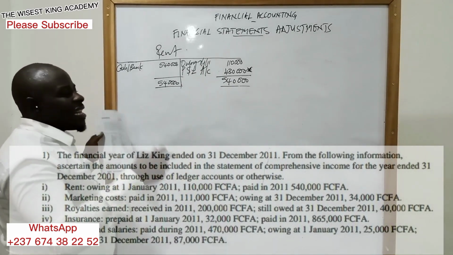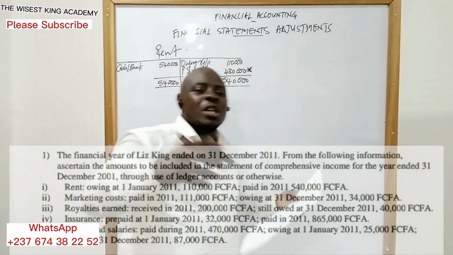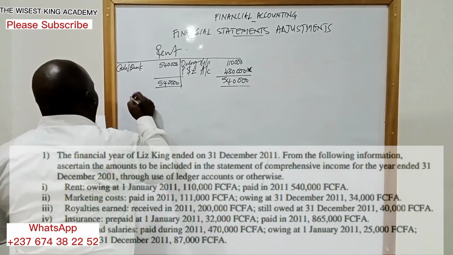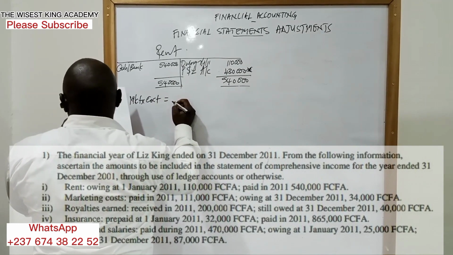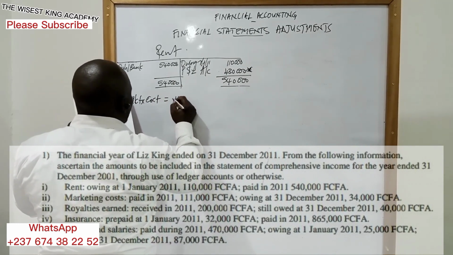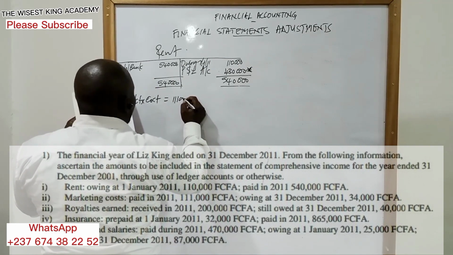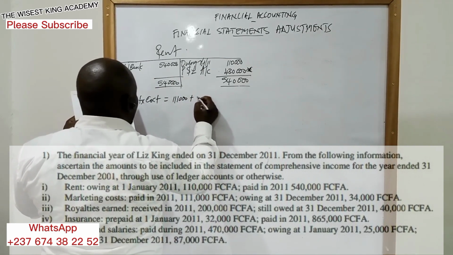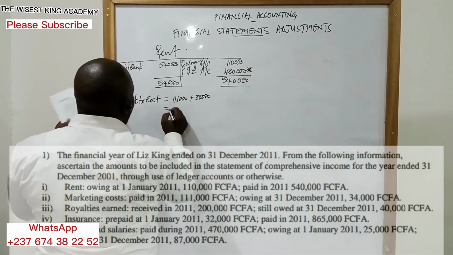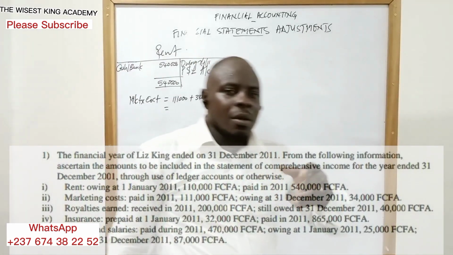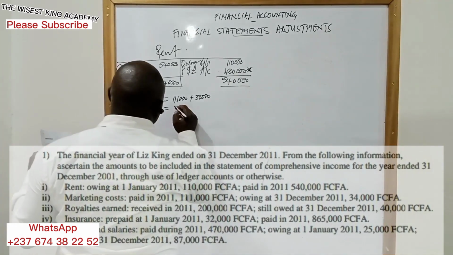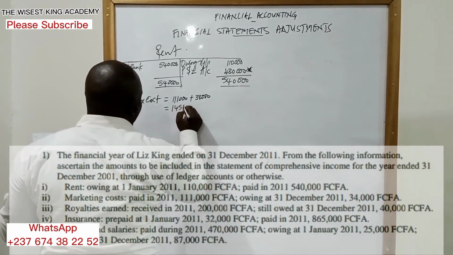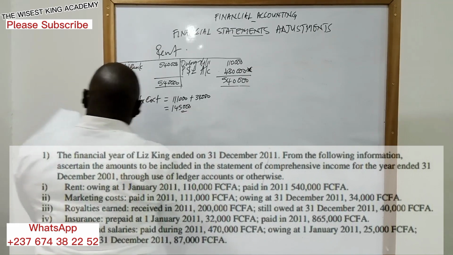So this one is at the end of the period. Owings at the end of the period are simply added. So the marketing cost, we take how much we paid for the period, we paid 111,000. And we're still owing 34,000 at the end of the period. Don't forget, prepayments at the end of the period are subtracted. Accruals at the end of the period are added. So this one is going to be 145,000 francs CFA.